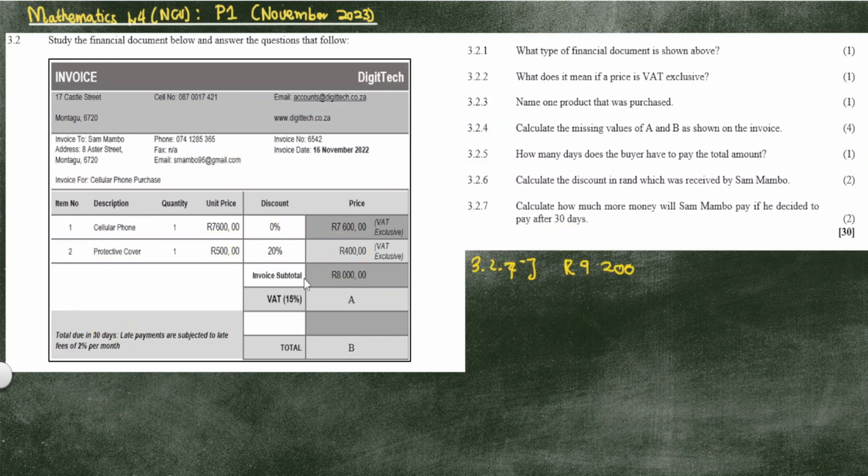Let's calculate it. Now, if you pay this money after 30 days, how much more will you pay? So, take this 9,200 and multiply by 2% over 100. So, you're going to pay 2% extra per month if you skip past the 30 days. So this is going to be 9,200 multiplied by 2%. So you will pay 184 extra amount. This concludes our discussion on question 3.